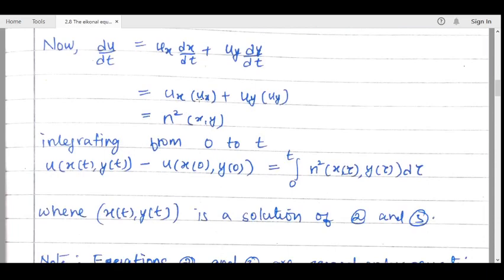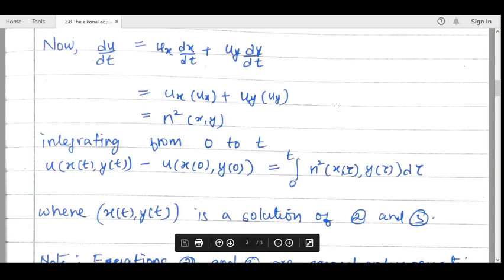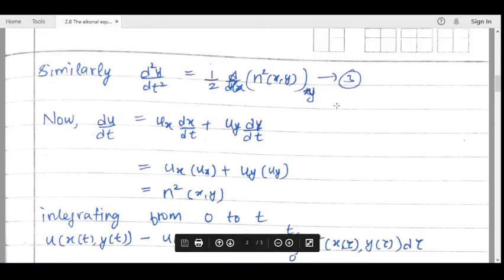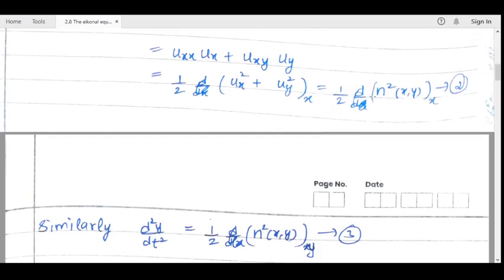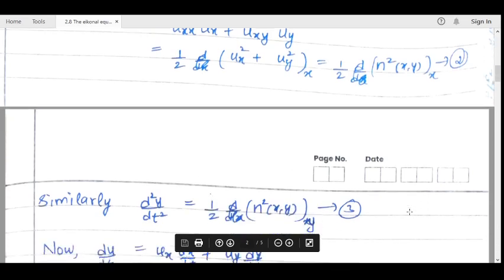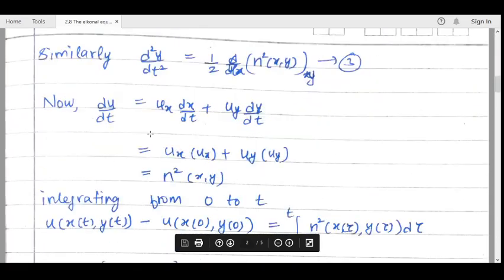Now if you integrate it from 0 to t, we will get u. So when we integrate from 0 to t, u of x(t), y(t) minus u of x(0), y(0) is equal to the integral from 0 to t of n square x(τ), y(τ) dτ. Now x and y are the solution of equations 2 and 3. You can see that equations 2 and 3 are independent of u, and we can find the solution easily if we know what n square is. So we can find d square x by dt square and d square y by dt square. From this we will get the characteristics x and y. Then du by dt we will get from here.